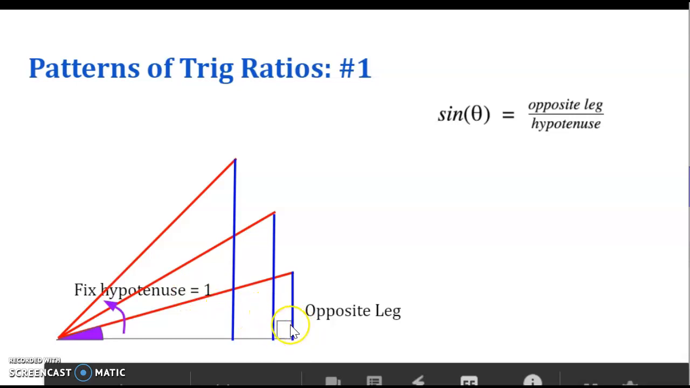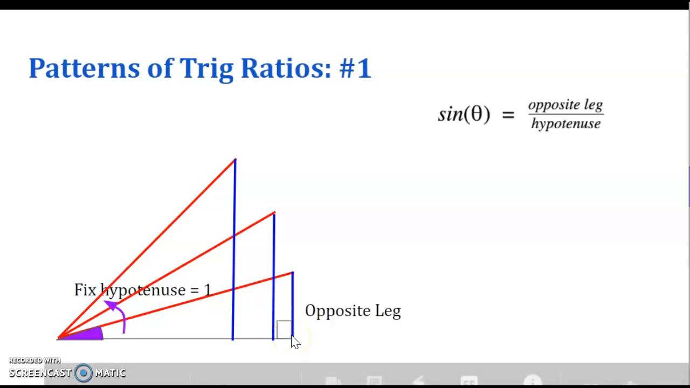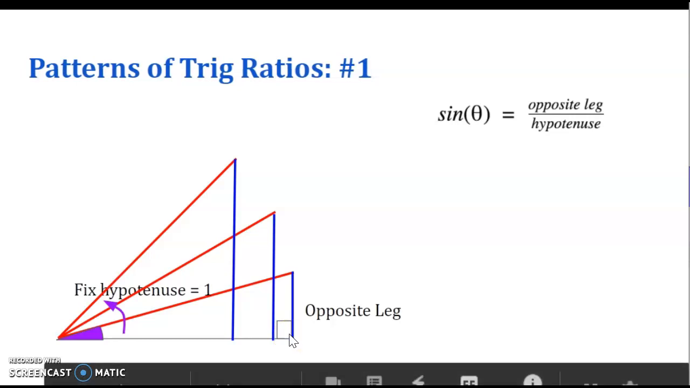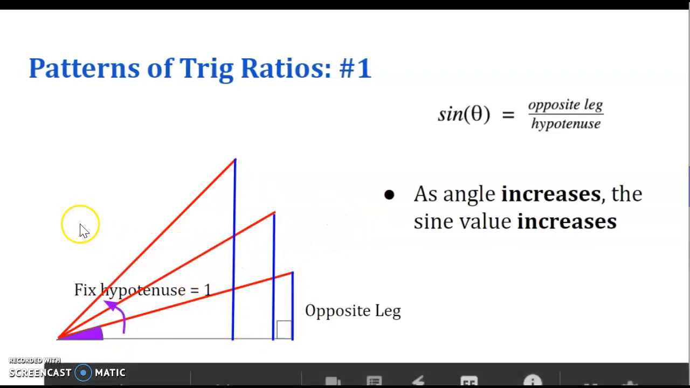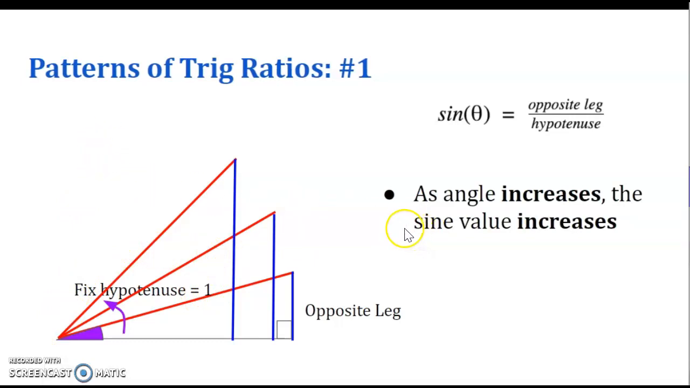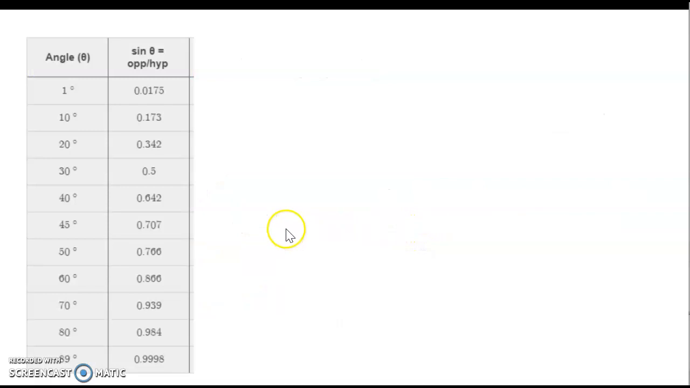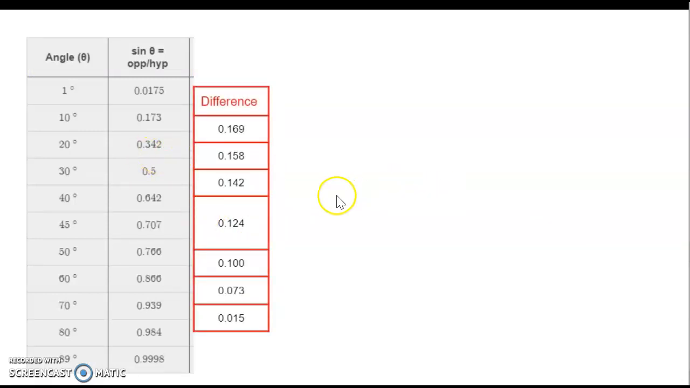The opposite leg is very, very small, so the sine of theta is very close to 0. But then as the angle increases, the opposite side gets bigger, and so it increases until it is vertical. As the angle increases, the sine value increases. However, the increase is not linear.